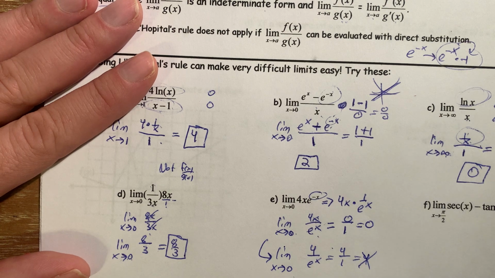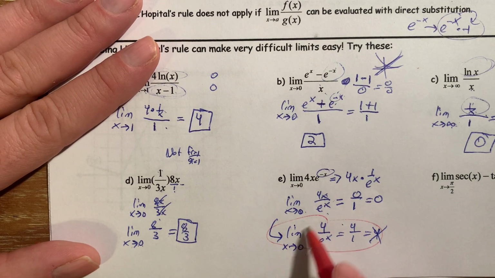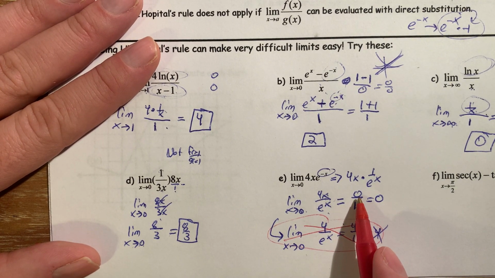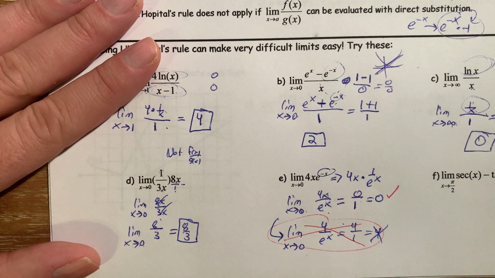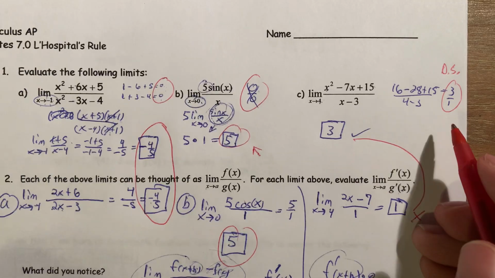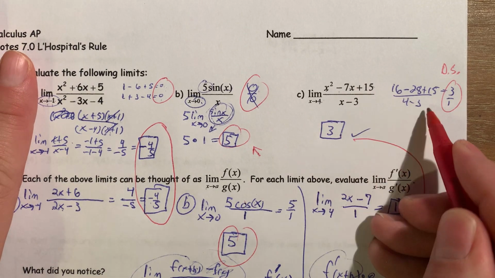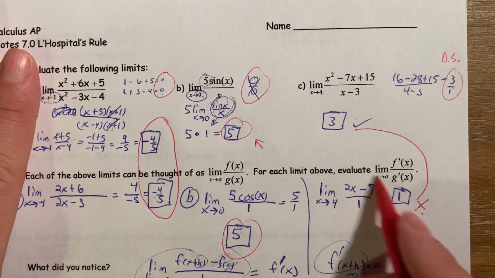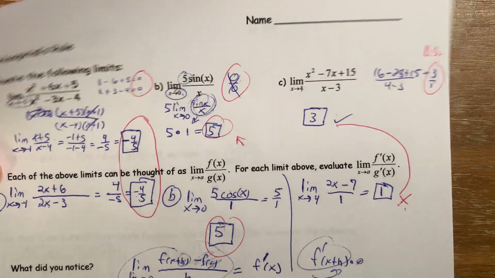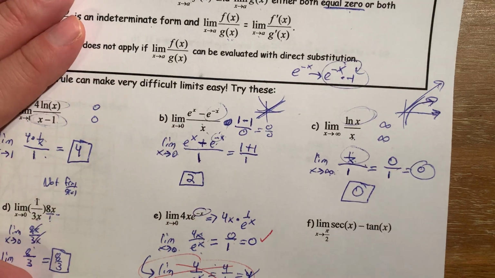So remember, you do need to check to see if direct substitution works. And the good news is, if direct substitution works, you're just done, right? So like this one up here in our warm-up, you should try direct substitution first. If it works, great, you're done. And if it doesn't work, then you do L'Hopital's rule. You don't need to do L'Hopital's rule if it worked, you're already done.